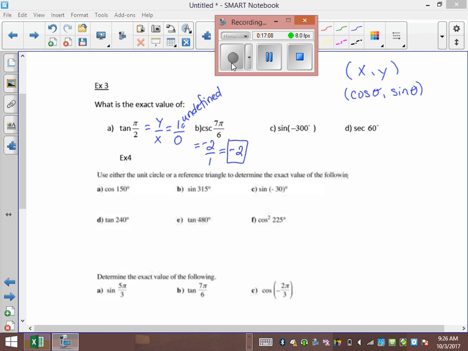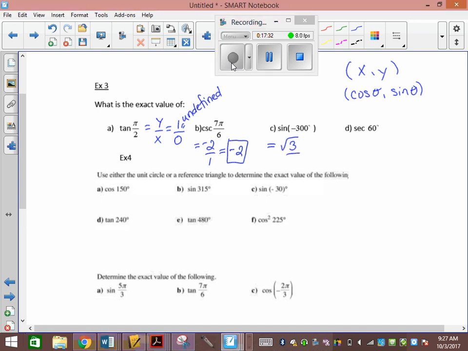Sine of negative 300. What is the coterminal angle of negative 300? Positive 60. Yeah. So let's go to 60, and we're going to take which value? Sine, which is y, which is root 3 over 2. Secant of 60. It's the reciprocal function of cos of 60. What is cos of 60? 1/2. So it's 2 over 1.